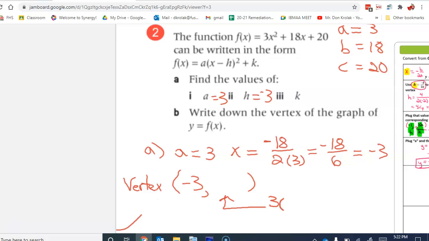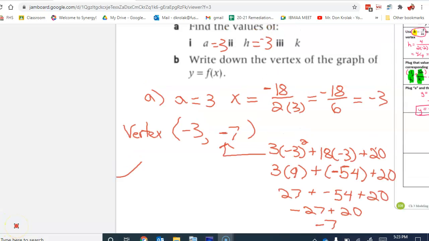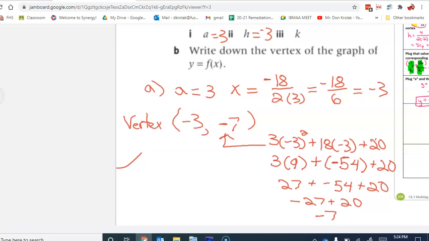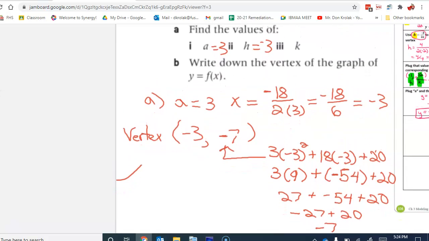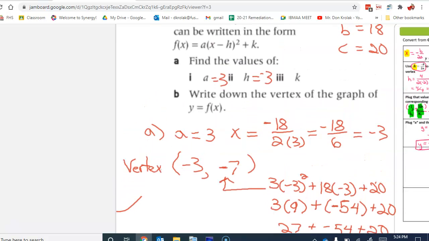So I'm going to have 3 times -3 squared plus 20 times -3, and now I'm going to work that out. I plugged -3 into the original equation and did the arithmetic, and I end up with -7. So my vertex is -3, -7. And that's h and k. So k is now going to be -7. Write down the vertex of the graph. Well, we just did: -3, -7.